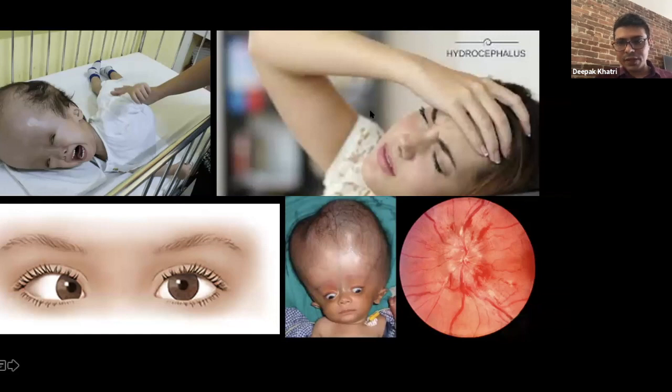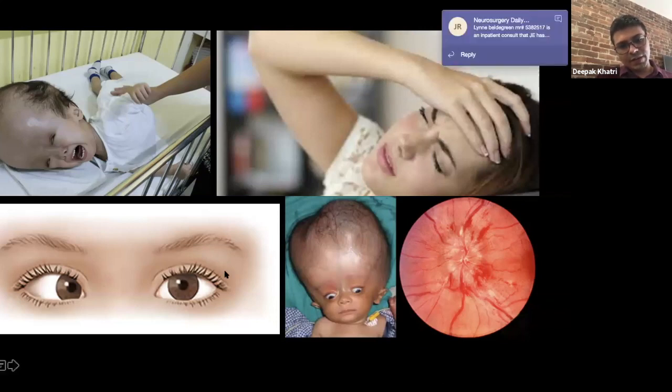And in the picture on your right side, you can see the raised intracranial pressure can cause a very severe headache in adult patients. And here you can see it can also cause cranial nerve paresis. As you can see, it's a left side sixth nerve paresis in this patient.